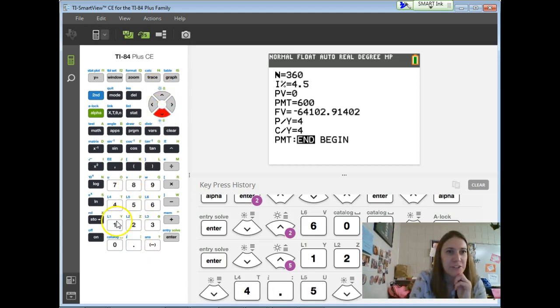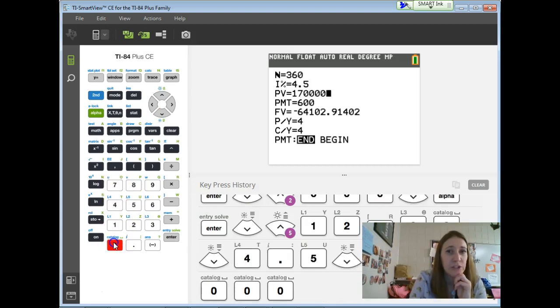Present value is $170,000. You guys are very lucky. I kind of wish someone would have taught me this before I bought my house, because I probably would have bought a house more in my price range, I suppose. All right. Payment is the thing we're going to find, so I'm going to leave it alone for a moment. Future value, I'd like it to get down to 0, so I don't owe anything.